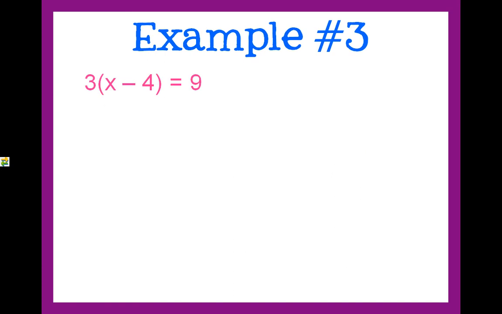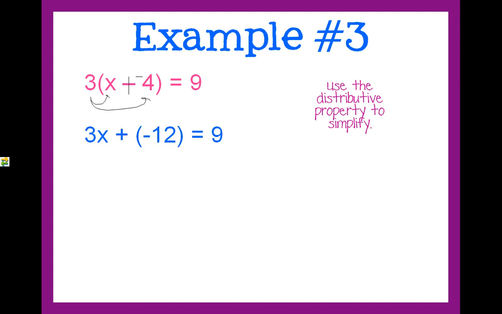Example number 3. Before we can solve this, we've got to clean it up. And we're going to use the distributive property to do this. So remember, with the distributive property, you're going to distribute that 3 to everything in the parentheses. So you're going to say 3 times x, and if you notice, I keep change because that makes things easier. Do you have to? No, but it just makes things easier so you don't forget that negative sign. So 3 times x is 3x, and that'll be plus 3 times the -4, which is -12.